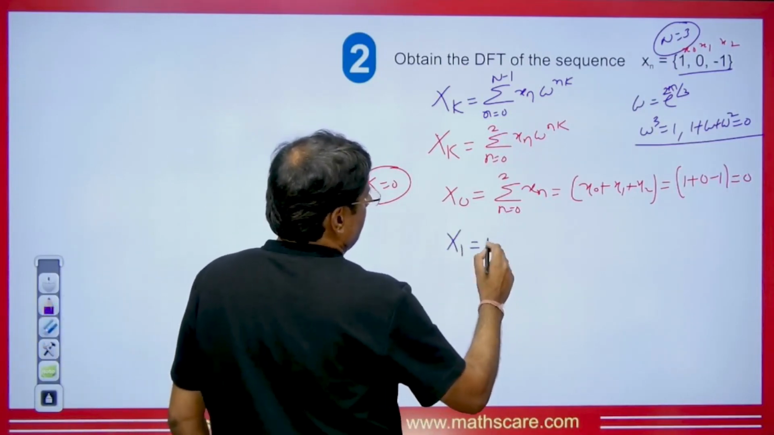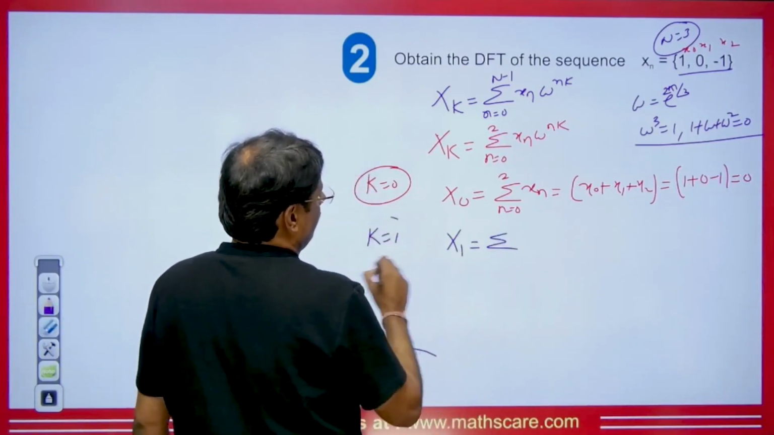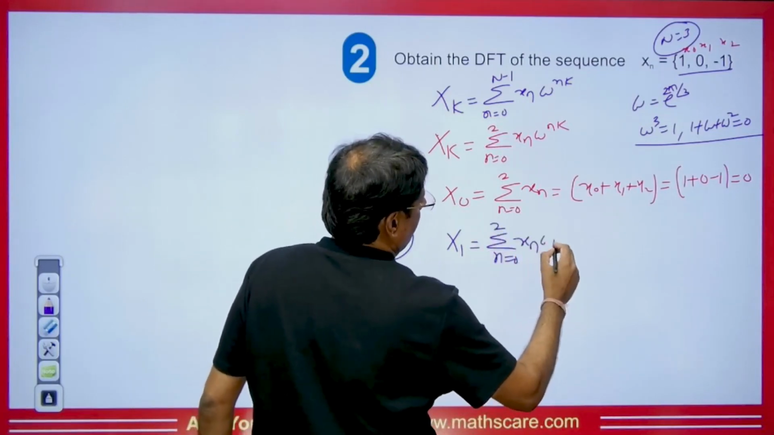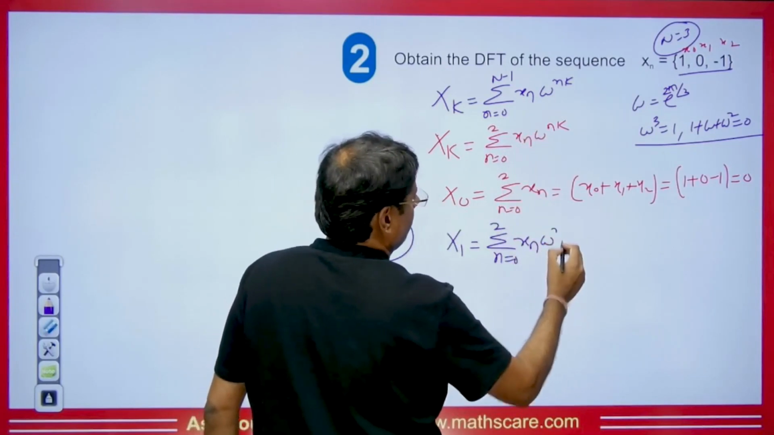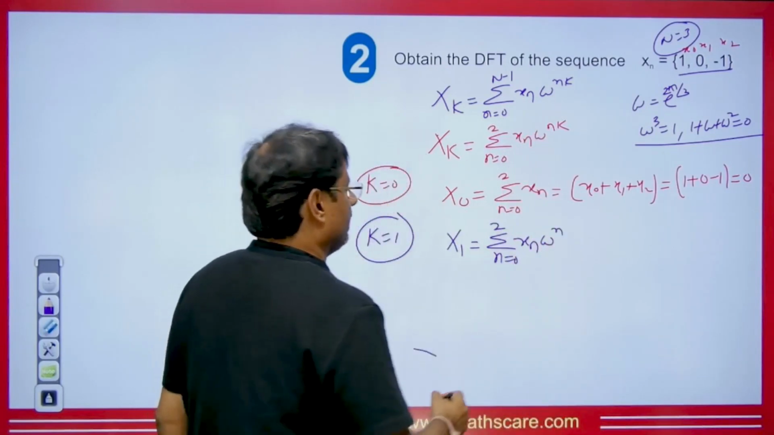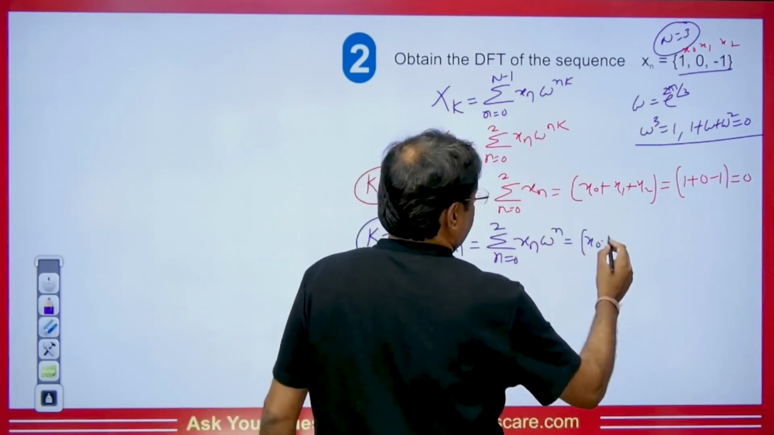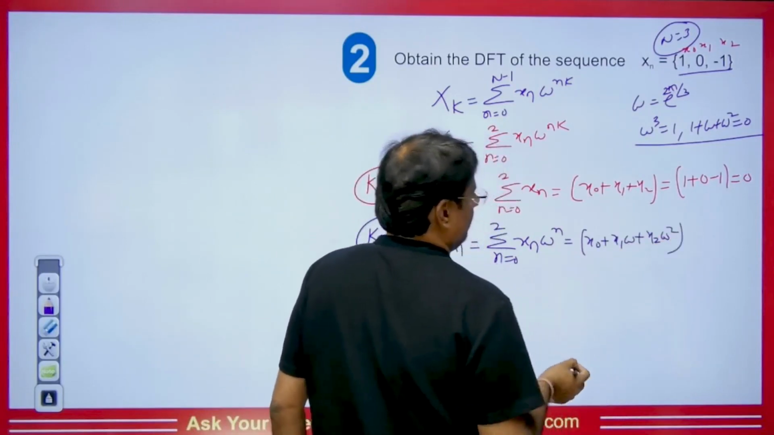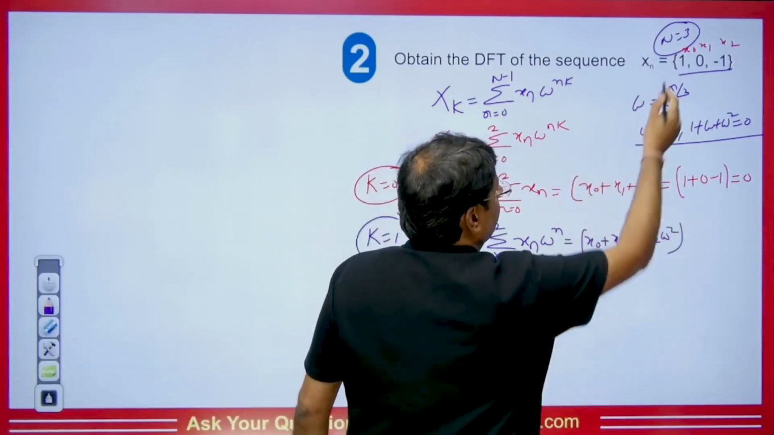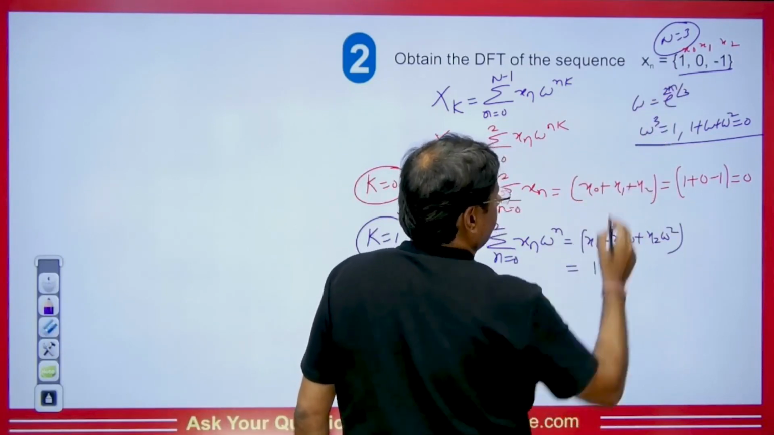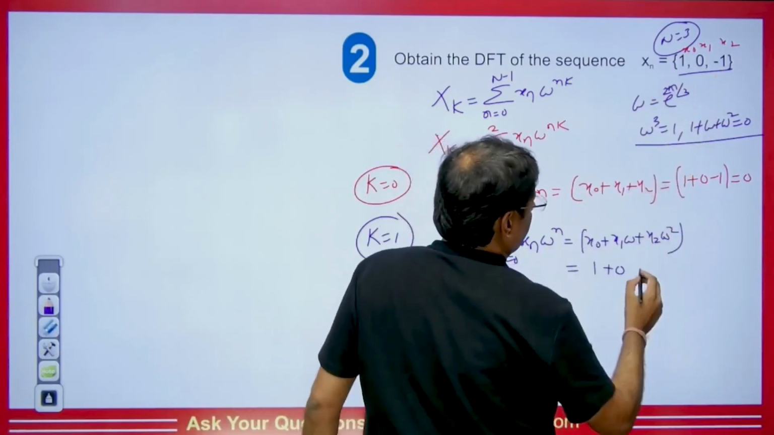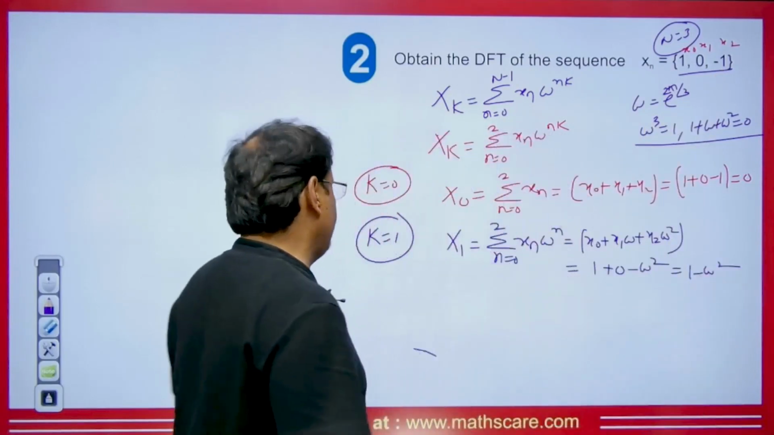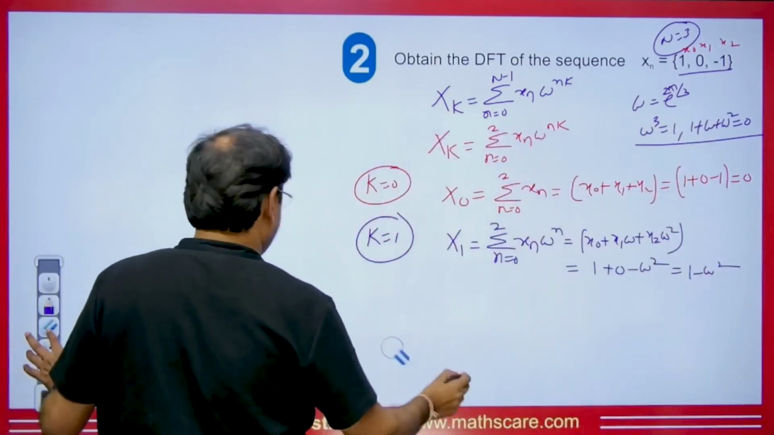Now let's talk about this capital X1 here. For capital X1, we will put the value of k as 1, right? Here it will be the summation n is equal to 0 to 2 of small xn, and since k is 1, omega to the power n. Now we will expand this and the value we will get here will be x0 plus x1 omega plus x2 omega square. Is it clear? So what is the value of x0 given here? It is given 1, right? And the value of x1 is 0, right? The value of x2 is minus 1. So this will become 1 minus omega square here. Is it clear?